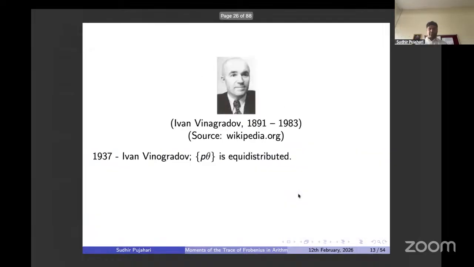So with this very brief introduction to equidistribution, some of the more famous results: we saw n theta, then n square theta. And by the way, the 1916 paper of Weyl is a very interesting paper, because in order to show that n square theta is equidistributed, the method he adopted is what is known as the differencing method.